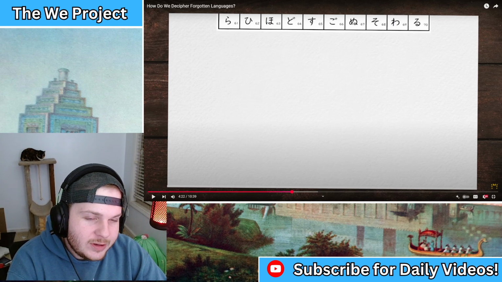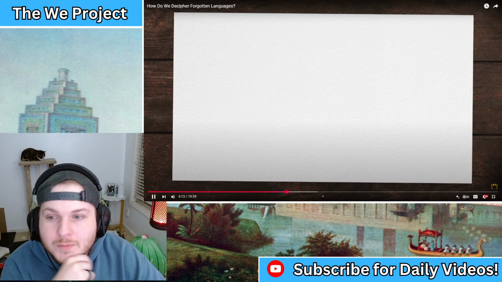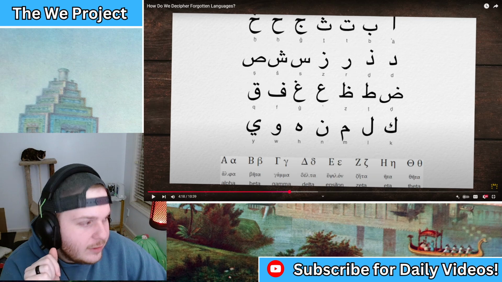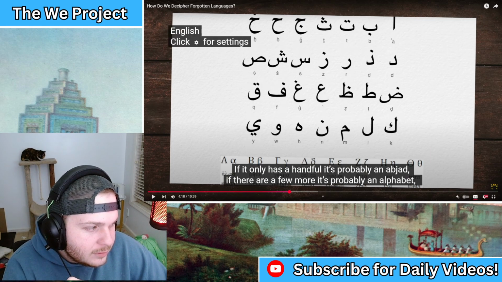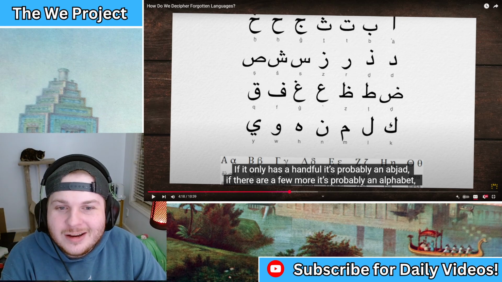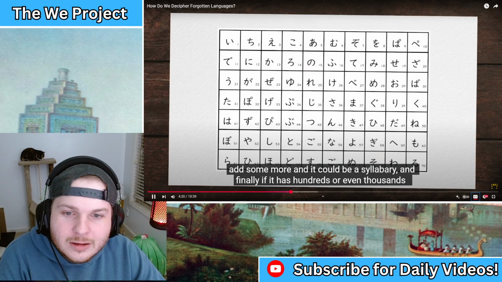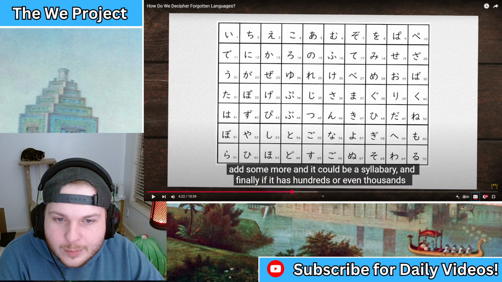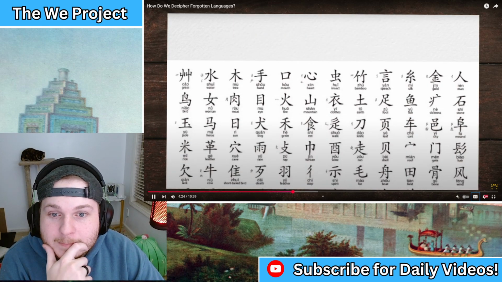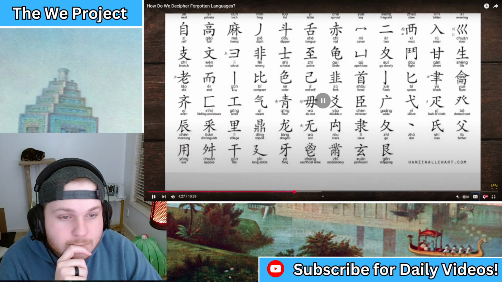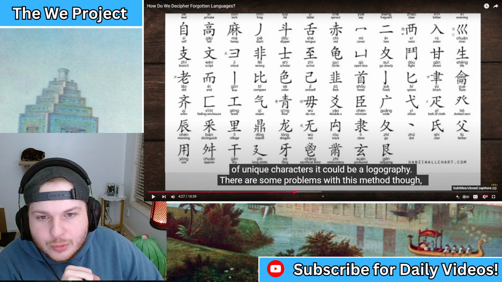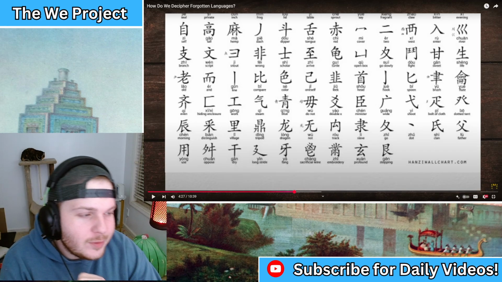We gotta back up and I want to relearn it. Count how many unique characters you see. If it only has a handful, it's probably an abjad. I gotta turn on closed captions, guys. An abjad. Okay. If there are a few more, it's probably an alphabet. Add some more and it could be a syllabary. Interesting. And if it has hundreds or even thousands of unique characters, it's most likely a logography. That makes more sense. Like logos. Is that why we call them logos?